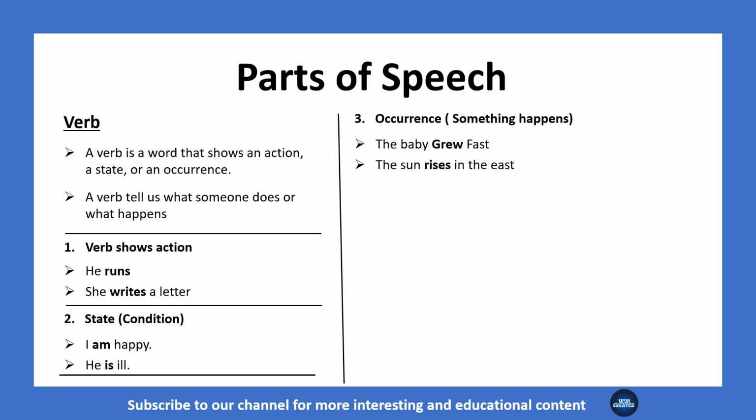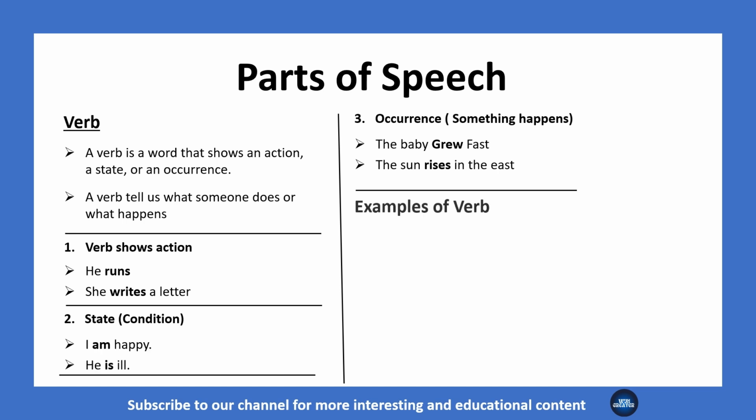As a conclusion, verbs perform three essential semantic functions. Number one, action, which means what the subject does. Second, state, what the subject is or its condition. Third, occurrence, what happens or develops, like grew and rises. Understanding these distinctions is fundamental for mastering sentence structure, tense formation, and overall grammatical accuracy.